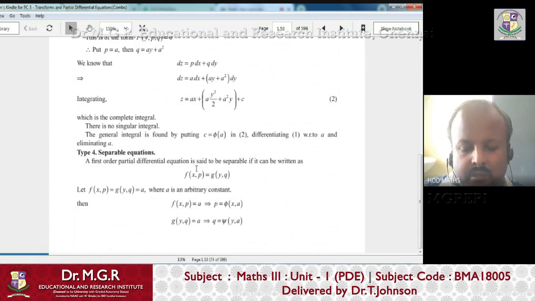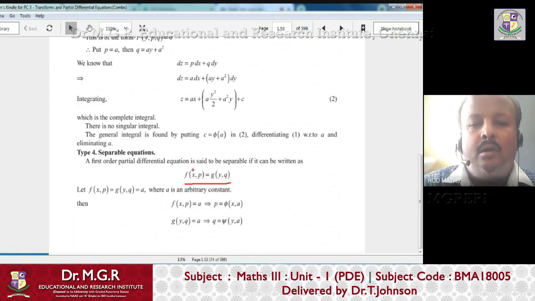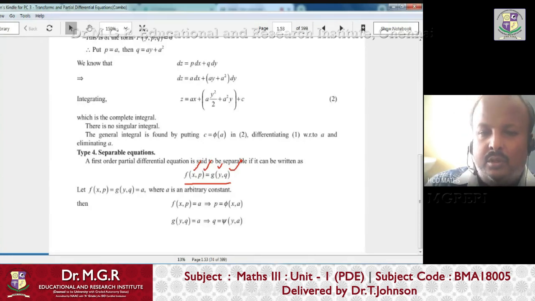Right. So now you want type 4, a very simple one. In type 4, except z, all x, y, p and q can be there in the differential equation. So type 1, only p and q. Type 2, Clairaut's form. Type 3, z, p, q are there, but no x and y. But in type 4, x, y, p, q are there, but there is no z, obviously, in the equation.